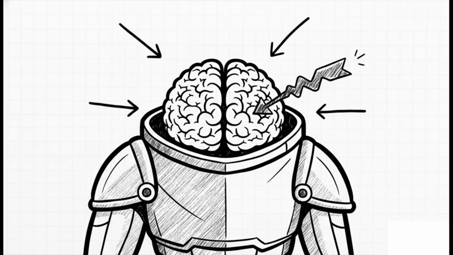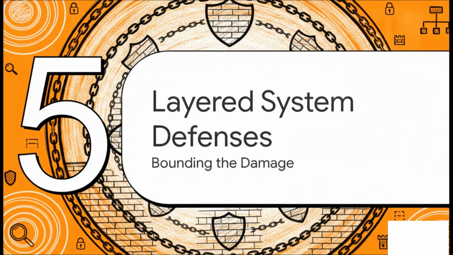But let's be real for a second. Model hardening is incredibly powerful, but it is rarely a silver bullet. A highly determined creative attacker can sometimes still find that magic sequence of words to trick the model, and that means we absolutely cannot rely on the model all by itself. Which leads us directly to Section 5, layered system defenses, bounding the damage.